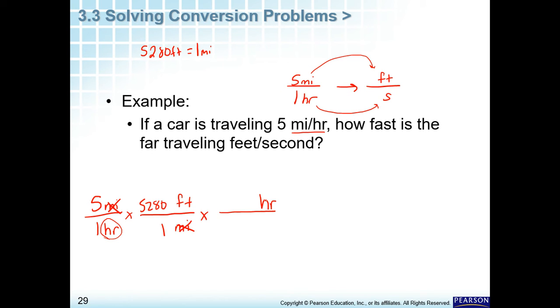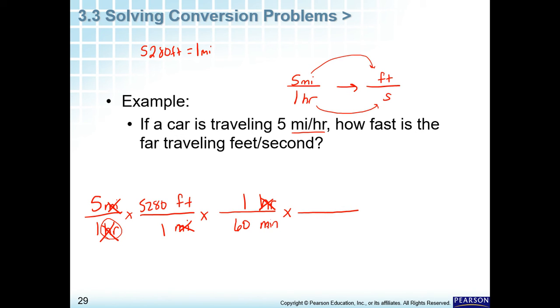And you may not know how to go from hours to seconds. If you don't know, break it down into smaller pieces that you do know. So hours can be changed into minutes. The relationship here is 60 minutes in 1 hour. That allows us to cancel hours. Now I have feet on the top, minutes on the bottom, but I still have to get minutes to seconds, so we do another conversion.